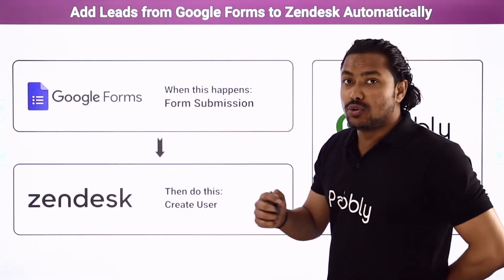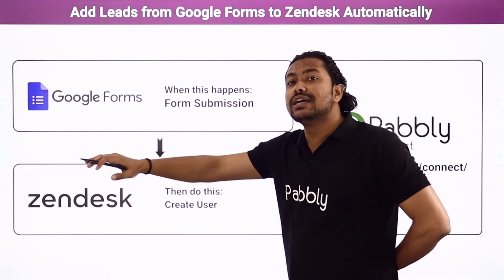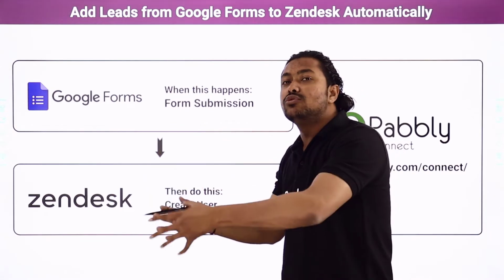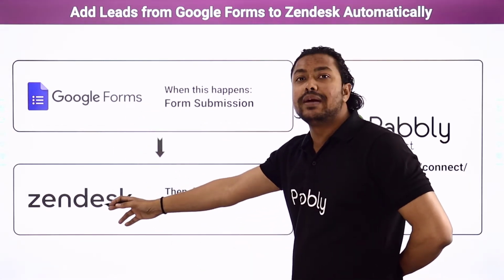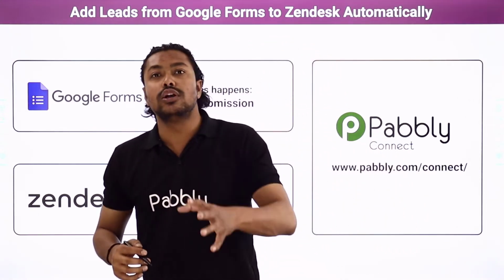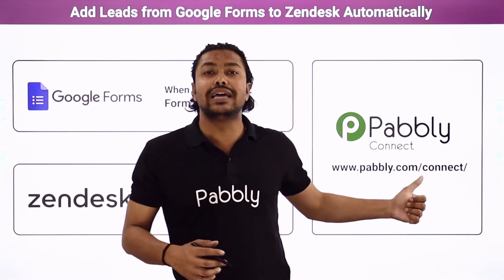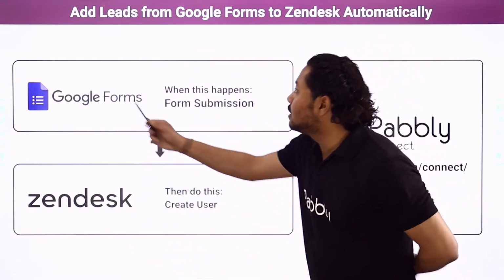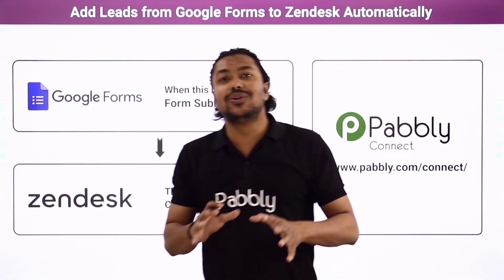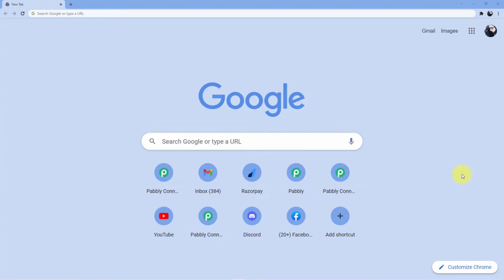Now what we are going to do here is, first we are going to do a form submission in Google Forms, and whenever somebody does the form submission in Google Forms, the details from those forms will be taken to Zendesk automatically and a new user will be created in Zendesk. To do this automation, we are going to use an integration and automation service, Pabbly Connect, which will help us connect Google Forms and Zendesk together. If you want to learn how to do this automation, come with me to the screen. And we are now back to our screen.